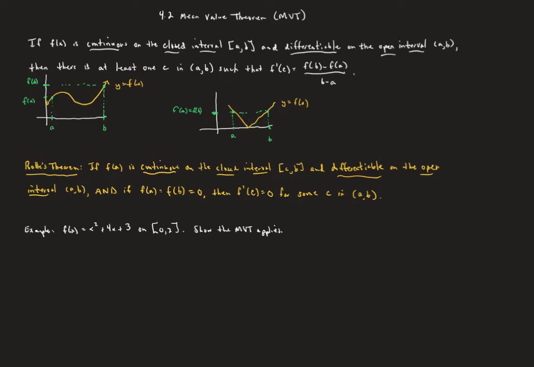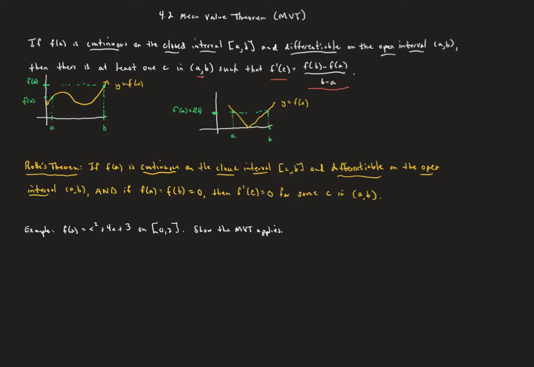tell us? So it says if we have a function f of x that is continuous on the closed interval a, b, and differentiable on the open interval a, b, then there must be at least one value c in the open interval from a to b, such that f prime of c is equal to f of b minus f of a over b minus a. Sometimes we say that the instantaneous rate of change must equal the average rate of change for some value of c in that interval when the function is continuous on the closed interval and differentiable on the open interval.